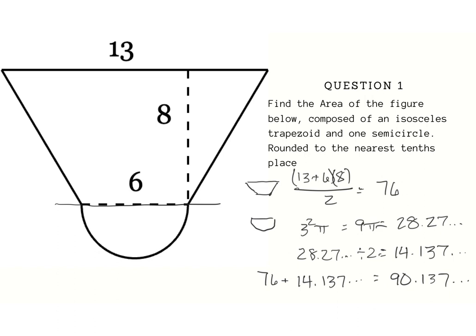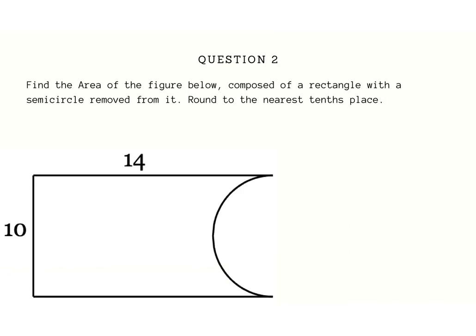90.137. We want to round to the nearest tenth, so we're going to look in the hundredths spot where the 3 is. That tells me to round down, so my final answer is 90.1 units squared. In this example, we have a semicircle removed from a rectangle, so we're going to start by finding the area of the whole rectangle, which we remember is base times height, so 14 times 10, which is 140. Then we're going to find the area of the semicircle.